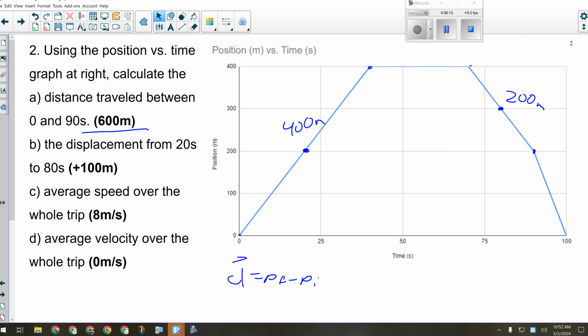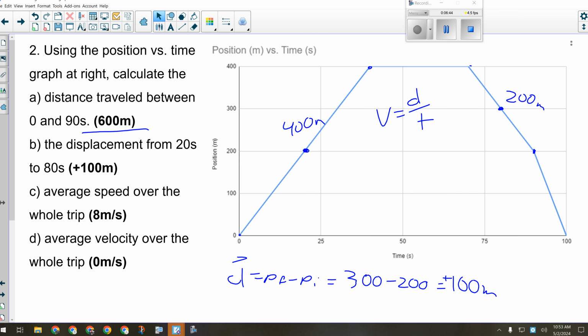So 300 back to 200 is, okay, so sorry, I'm going to do this. 300 meters minus 200 meters gives me 100 meters in a positive direction for that one. Everyone okay with that? Sorry, my graph really needs more lines on it. Average speed over the whole trip. Okay, average speed is total distance divided by total time.